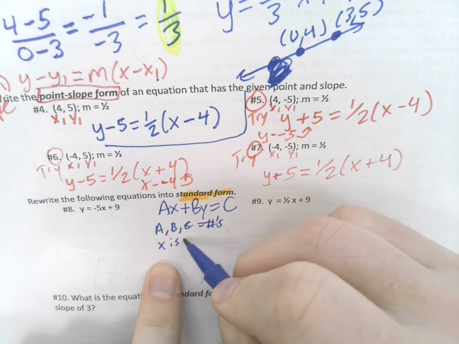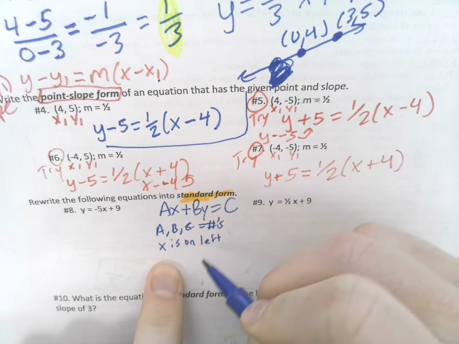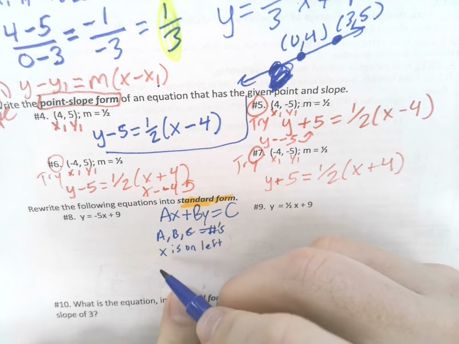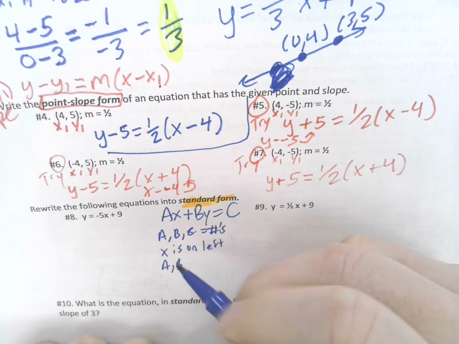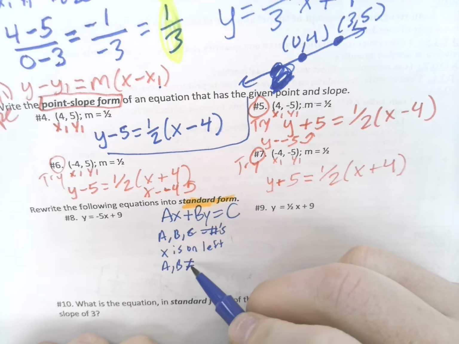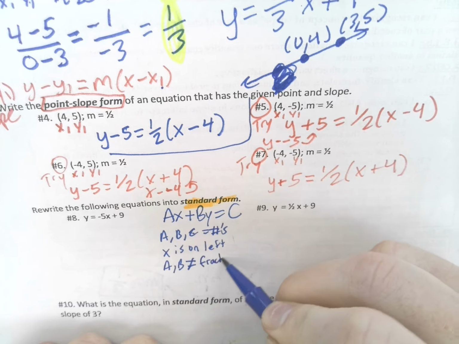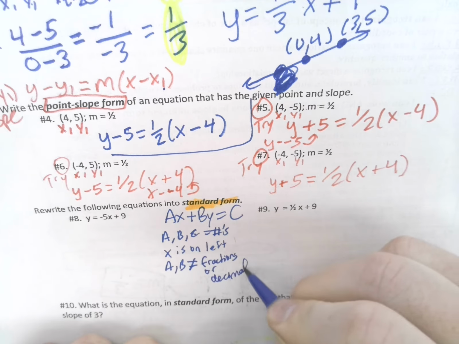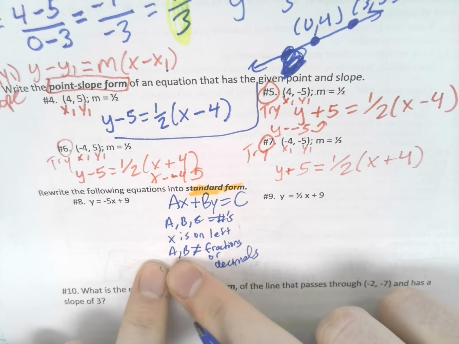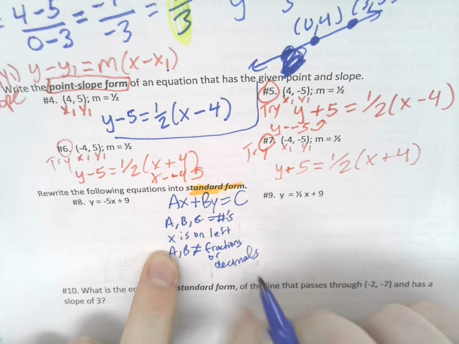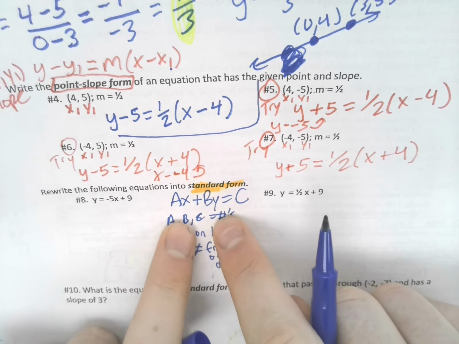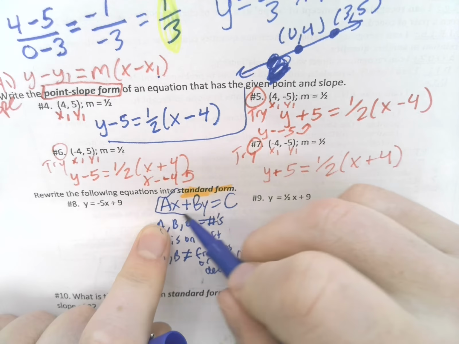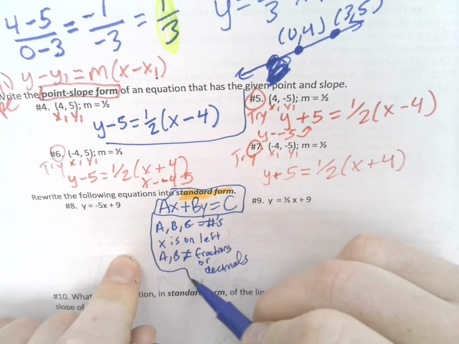X is on the left. It's the only form where x is on the left. We see it's actually in front of y, and a and b cannot be fractions or decimals. So big things here. A and B cannot be fractions or decimals. X is on the left. A, B, and C are numbers. So check it out. That's standard form. And these are the principles with it.